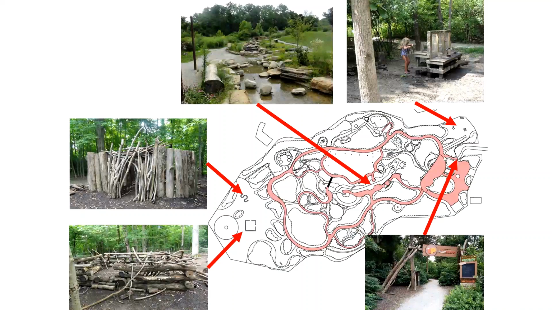Here's a map of the site. The primary pathway is shaded in this pink color. The site was completely fenced, and it had one entrance that also served as the exit. You can see this really nice rustic arbor that marked the entrance. And then there were three main activity areas on the site.